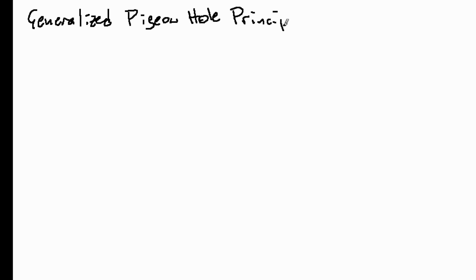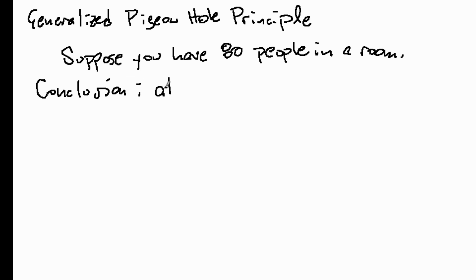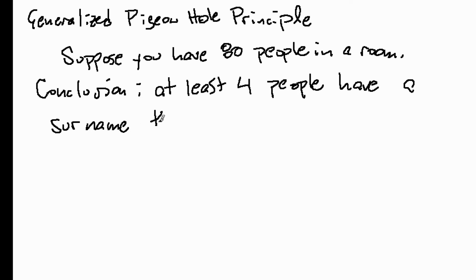Okay, so the last thing to say about this, your author talks about the generalized pigeonhole principle. And again, this is much easier to demonstrate than to state mathematically. Your author says, suppose you have 80 people in a room. The conclusion is at least 4 people have a surname that begins with the same letter.